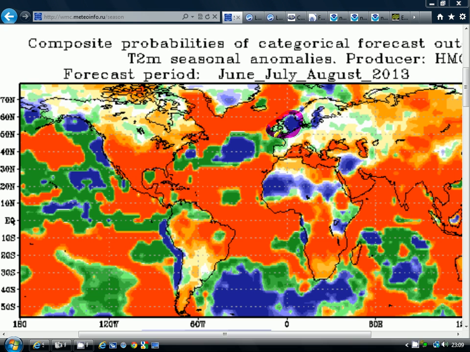But notice all of this red up here to the north of the British Isles. Notice all of this red to the south of Greenland and around Iceland. That is probably a blocking area of high pressure sitting up there.